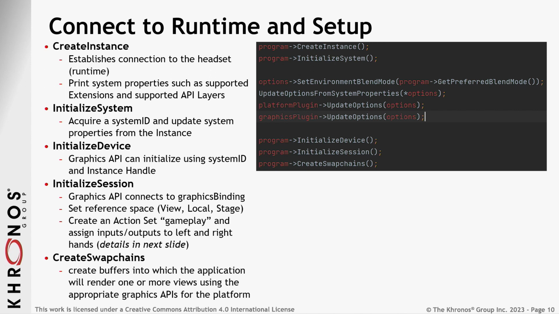And then you'll set the reference space, the view, local, or stage. And these are all specified in the OpenXR specification. So they describe different ways that the view will be seen. And then the action set, which will be described in detail on the next page. And then the swap chain. So the swap chain is just where you're able to render the consecutive views without screen tearing. So they just go back to back, so it looks like a smooth picture.